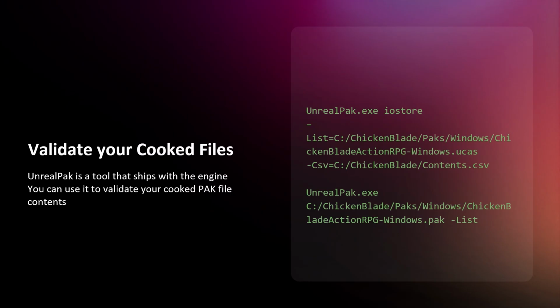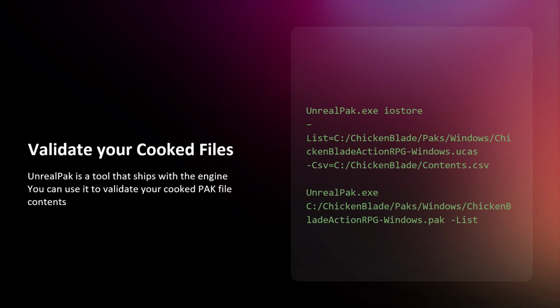Once you've cooked those files, you should validate that they actually contain the content that you cooked. Unreal ships with a tool called UnrealPak. It's in the Win64 binaries directory, and you can use that to validate the content of your pack file, your UCAS file, etc., to make sure it contains what you expect. For the top command, just use UnrealPak.exe, -iostore, -list, and the path to your UCAS file, and then -csv, and it will dump out all of the contents into a CSV file at that location.